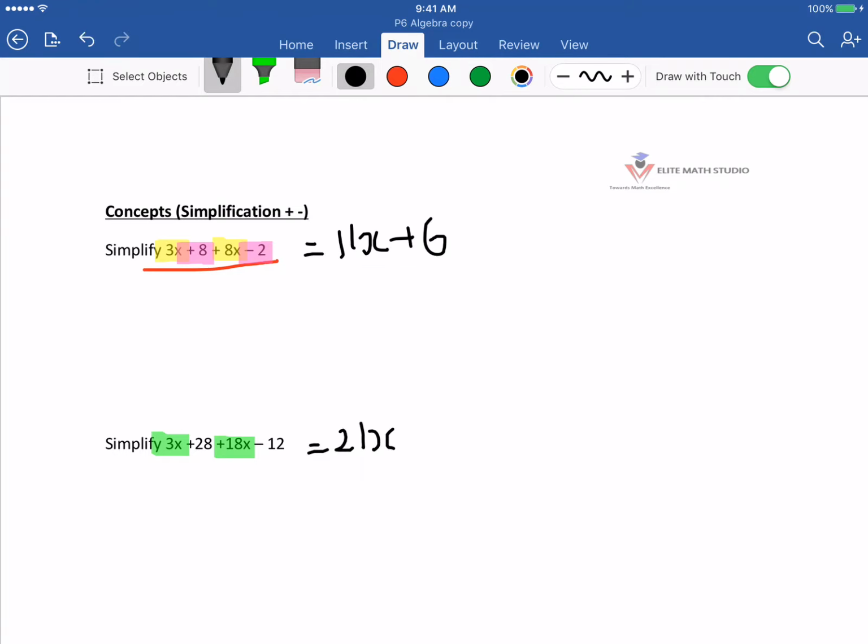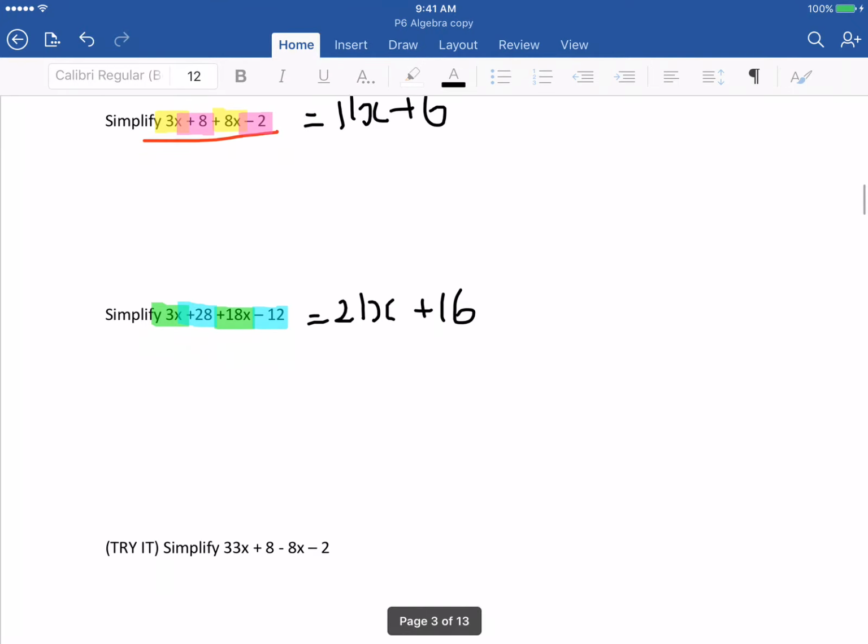Okay, 21x. Now we group all the constants up, which is positive 28 minus 12. 28 minus 12 is actually equal to plus 16. Okay?